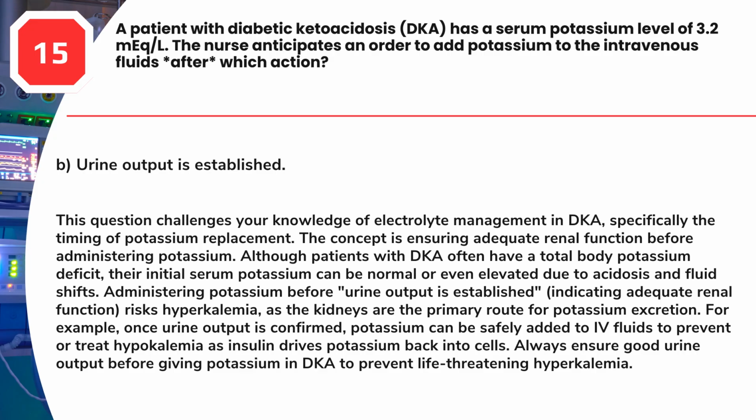Administering potassium before urine output is established, indicating adequate renal function, risks hyperkalemia, as the kidneys are the primary route for potassium excretion. For example, once urine output is confirmed, potassium can be safely added to IV fluids to prevent or treat hypokalemia as insulin drives potassium back into cells. Always ensure good urine output before giving potassium in DKA to prevent life-threatening hyperkalemia.